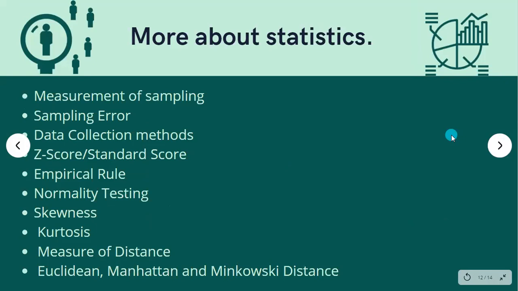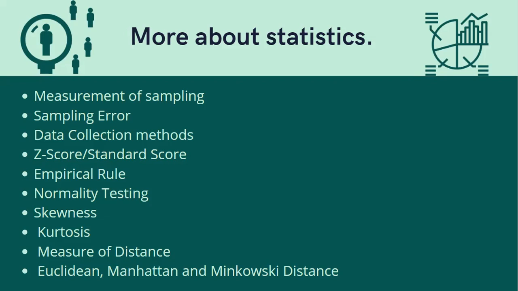There is more about statistics, and these are some topics I've discussed which you really need to know about. There is also the measurement of sampling, how you actually measure the sampling. When you are doing the sampling of the data, you commit some errors, so how do you actually calculate those errors? And then you have data collection methods. As a data scientist, you need to know the basics and the most efficient ways to collect data.